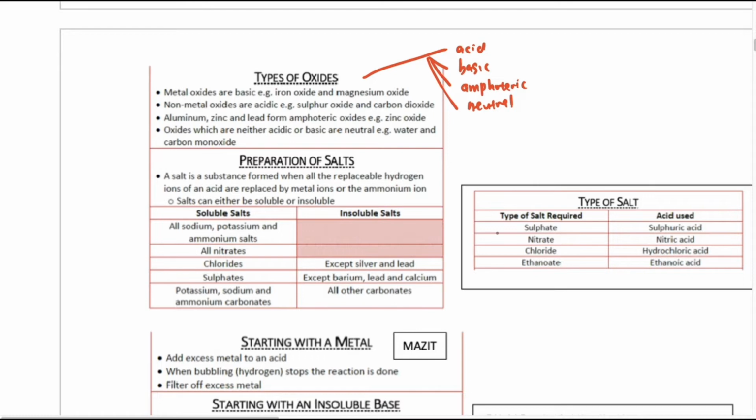Okay. Then chloride. Sodium chloride comes from where? It comes from hydrochloric acid. Ethanoate. So, for example, sodium ethanoate comes from where? It comes from ethanoic acid.